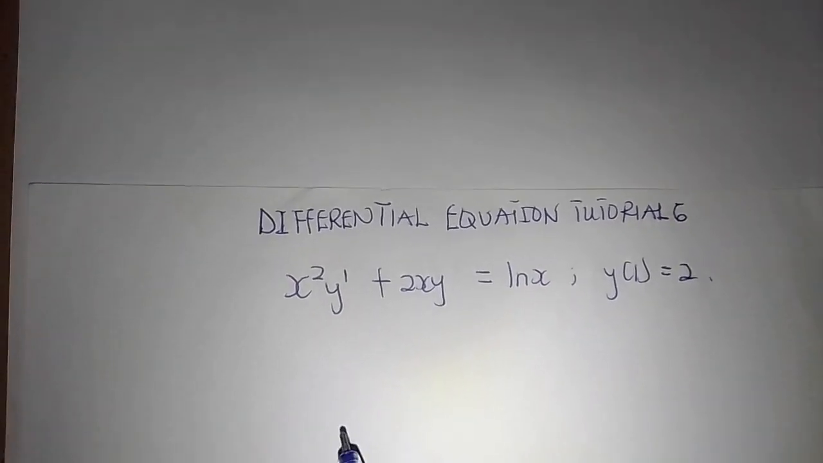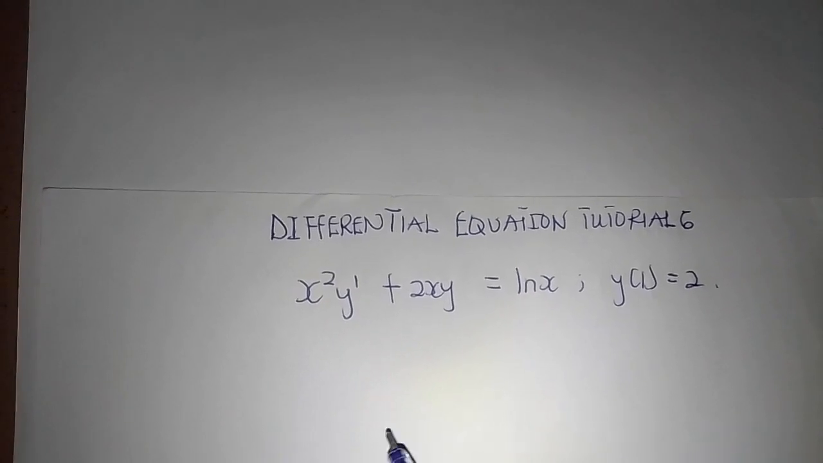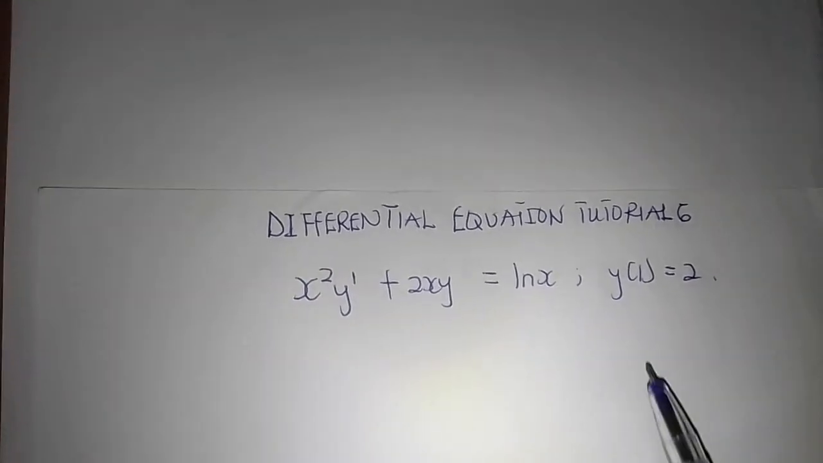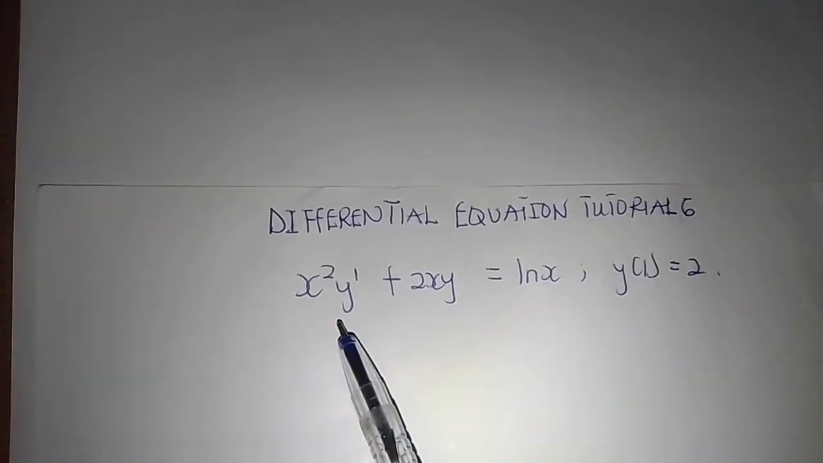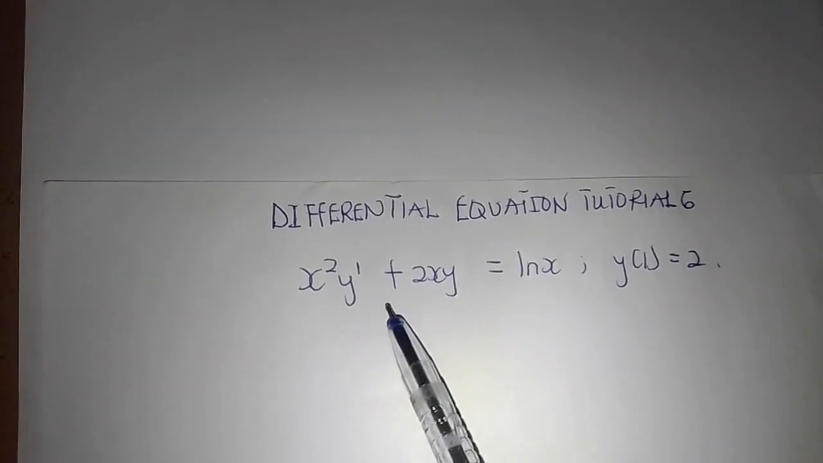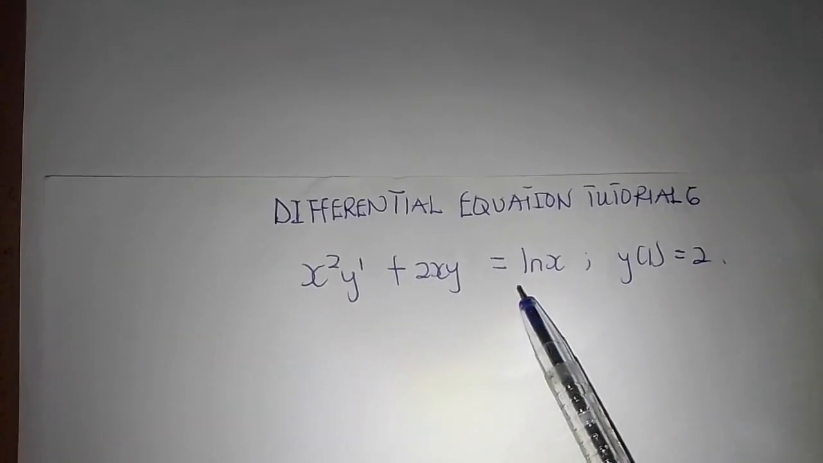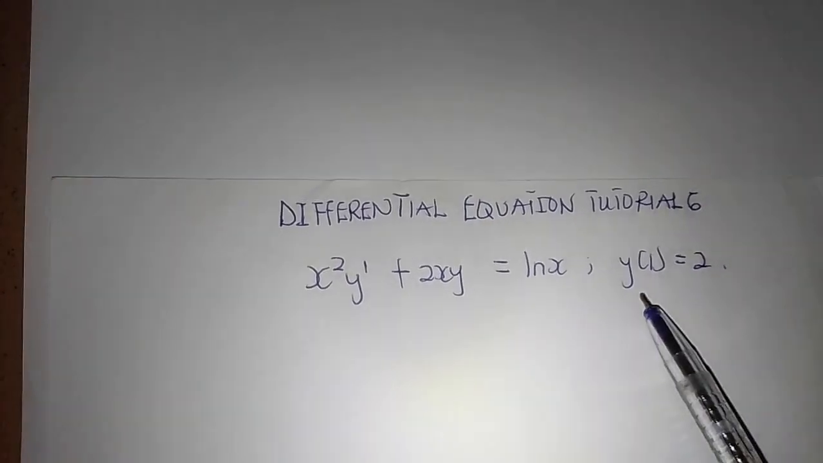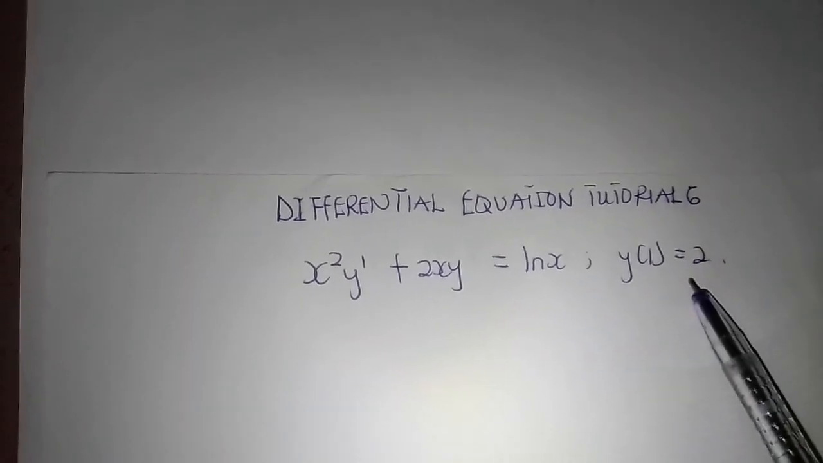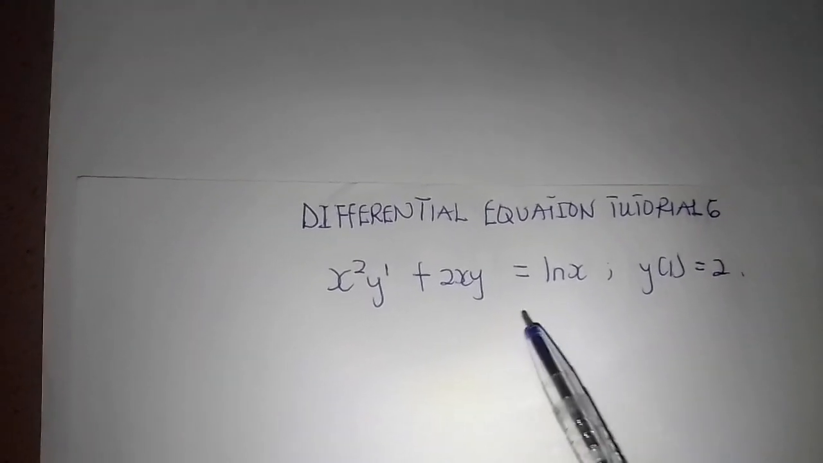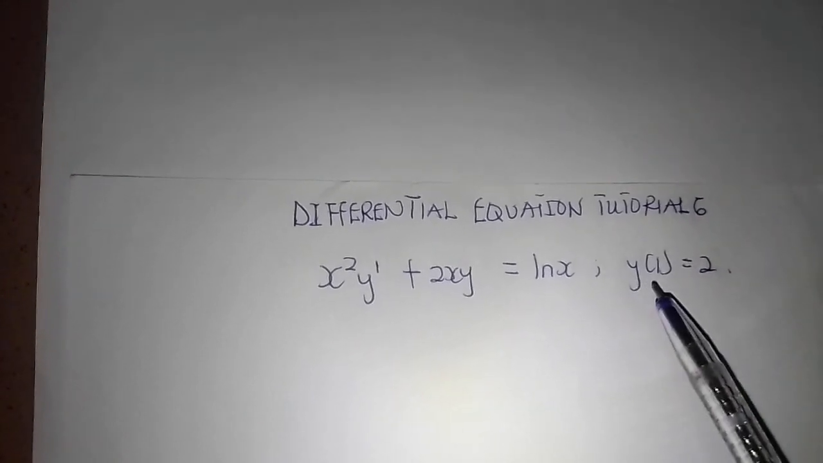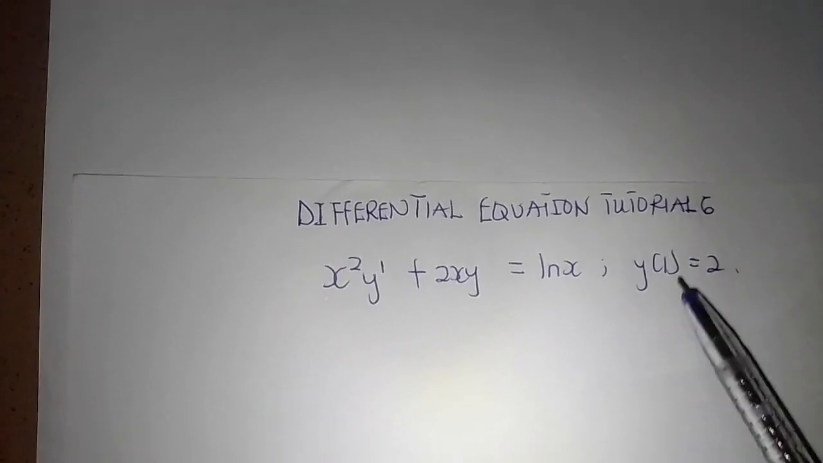So we have a first order linear differential equation problem with an initial condition here. We have x squared y prime plus 2xy is equal to ln of x, where y of 1 is 2. So this is a first order linear differential equation problem with an initial condition y of 1 equal to 2.